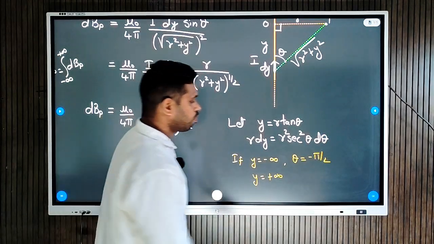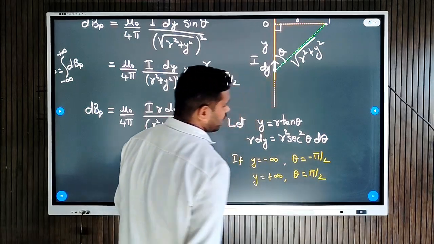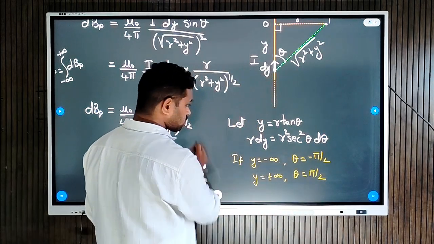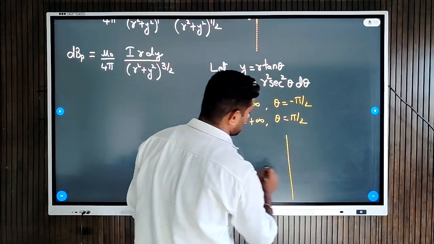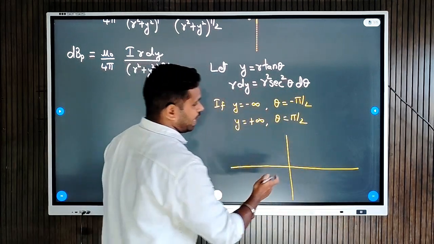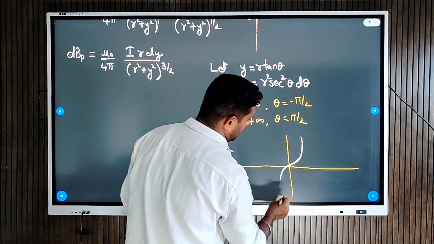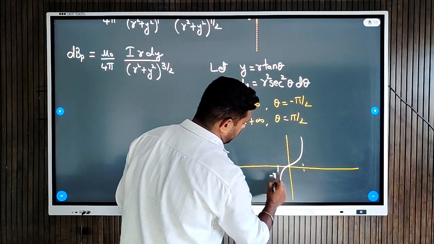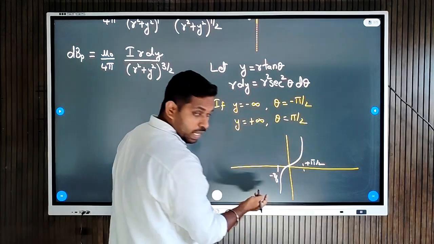If I take y equal to plus infinity, theta will be equal to pi by 2. Now how do you get this? If you want me to recollect this, you know that the function tan theta is basically like this. This is minus pi by 2, this is plus pi by 2.